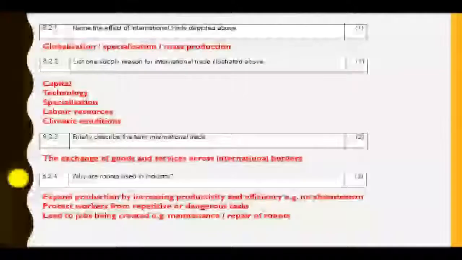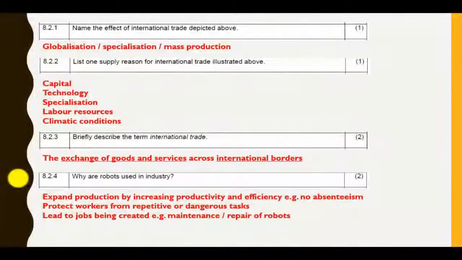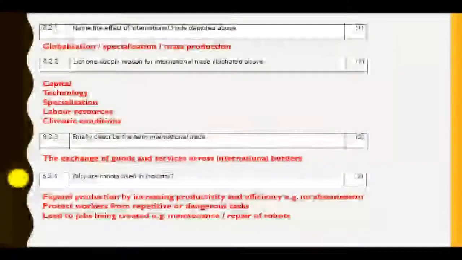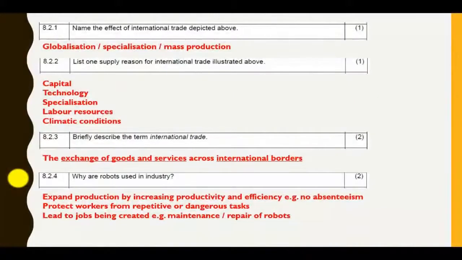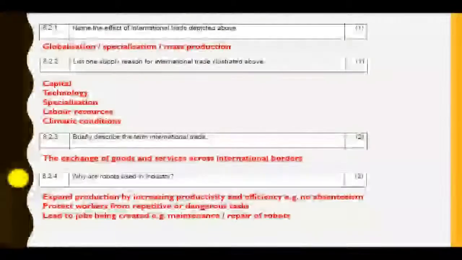They protect workers from repetitive or dangerous tasks. For example, the work being done in the photograph you've got could be quite dangerous. Instead of getting people to do that, we get robots to do that, and that protects your workers. And you might not think this could be an answer, but it could lead to new jobs being created. For example, we need people to maintain or repair the robots. Those are 3 different options you could have had for question 8.2.4.